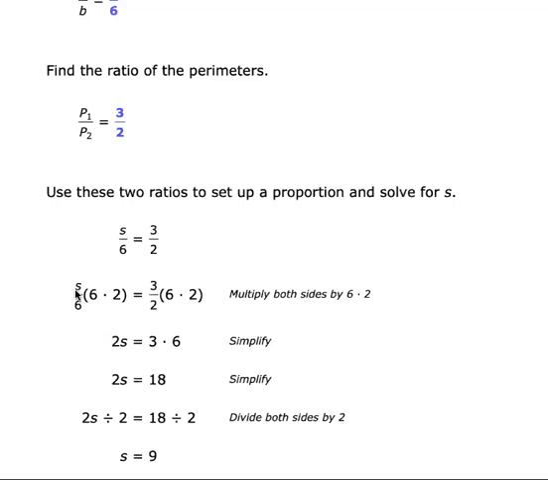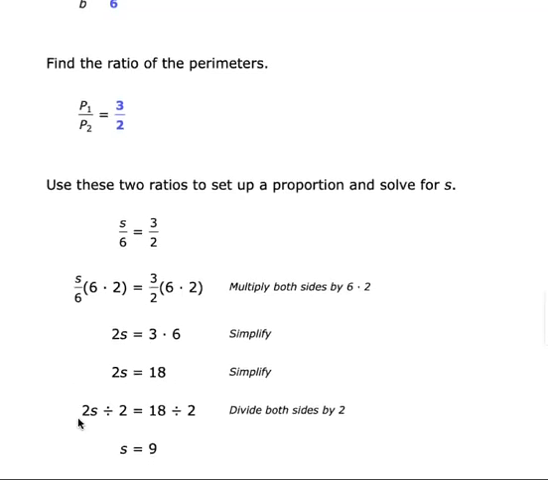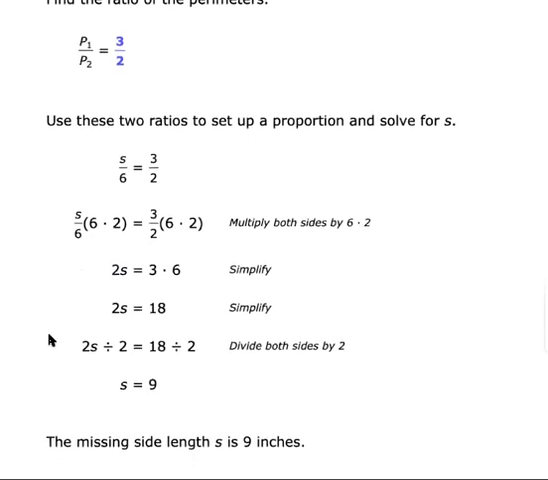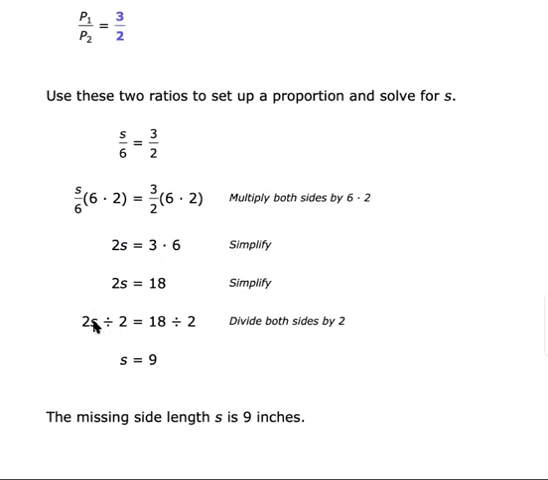So for 3 over 6, the common denominator is 6 times 2. And then I'm just going to try to solve from there. So the 6s will cancel out. The 2s will cancel out. It'll be 3 times 6 on the right, and then 2s on the left. 3 times 6 is 18, so I'm simplifying. And I'm going to divide both sides by 2 so I can isolate the variable, get it by itself. So that's going to give me S is equal to 9. So the missing side length, S, is going to be 9 inches.